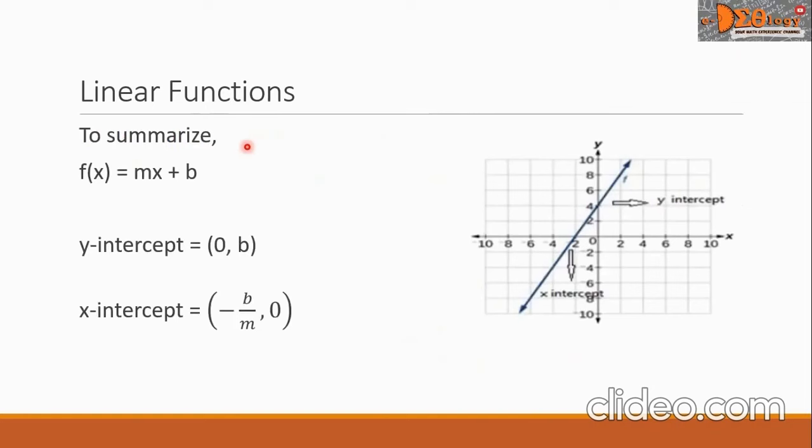To summarize, the general form of the linear functions is f of x equals mx plus b. The y-intercept, we may write the ordered pair 0 and b. For x-intercept, it has the ordered pair with x-coordinate negative b over m. Take note, this b is the y-intercept over the m, which is the slope of the line. Then comma, 0.